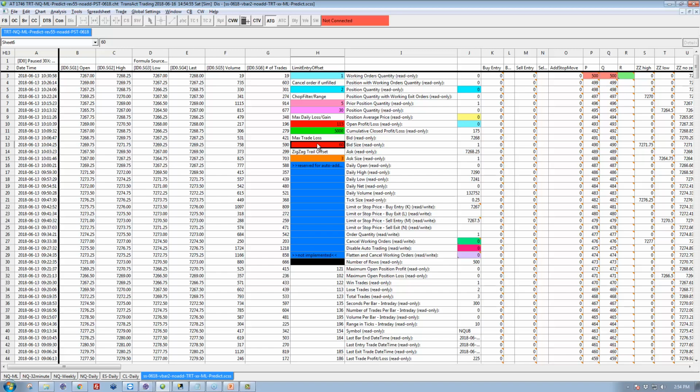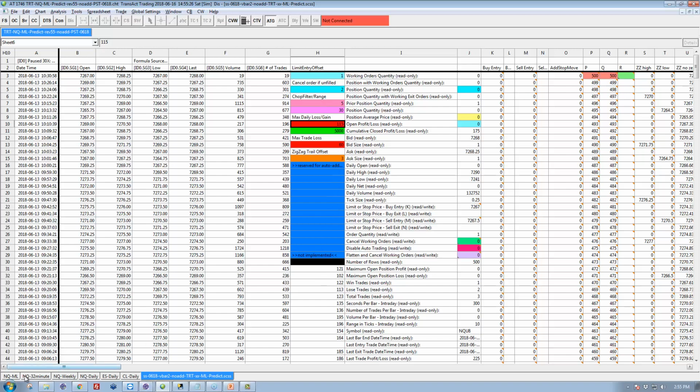So, max trade loss. Not to be confused with the daily loss. Daily loss looks at closed P&L to make a decision on whether or not I will place another trade. Max trade loss looks at the open P&L, and if you've lost more than is listed here, it will flatten the position. Okay. Now, we're just about out of time here.